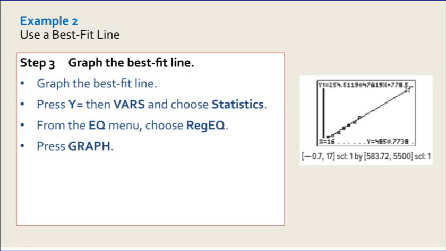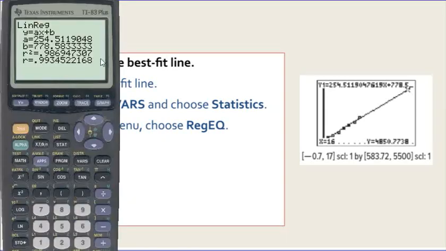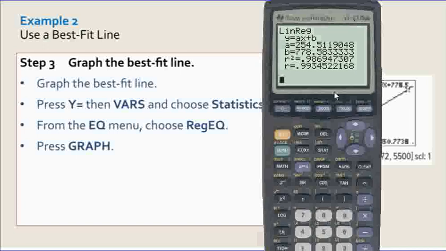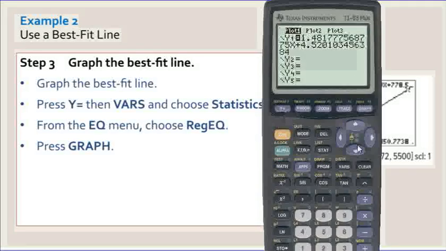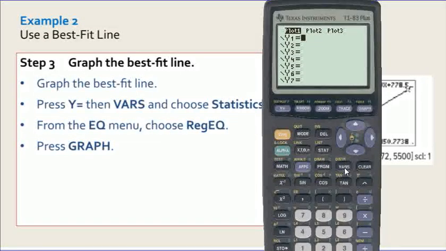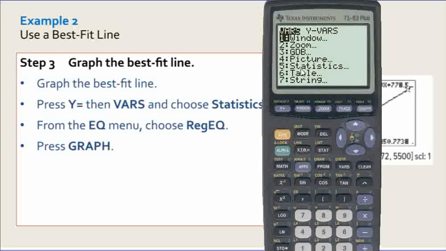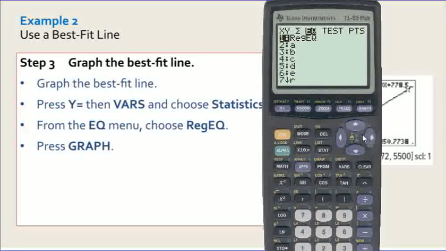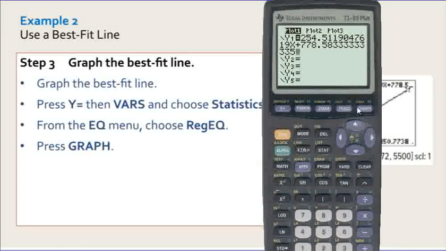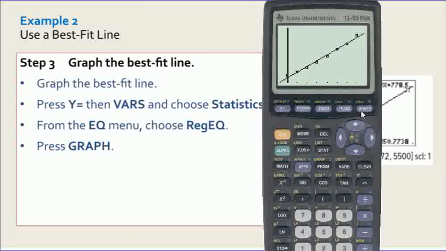I'm going to grab my calculator, move this over here. So we're going to go to y equals. I'm going to clear what I have in here. I'm going to hit vars. We need to go to statistics, number 5. We need to go to EQ and number 1. And then press graph. And there you can see our line goes through our points, our line of best fit. You can just put the equation that we just had in there.